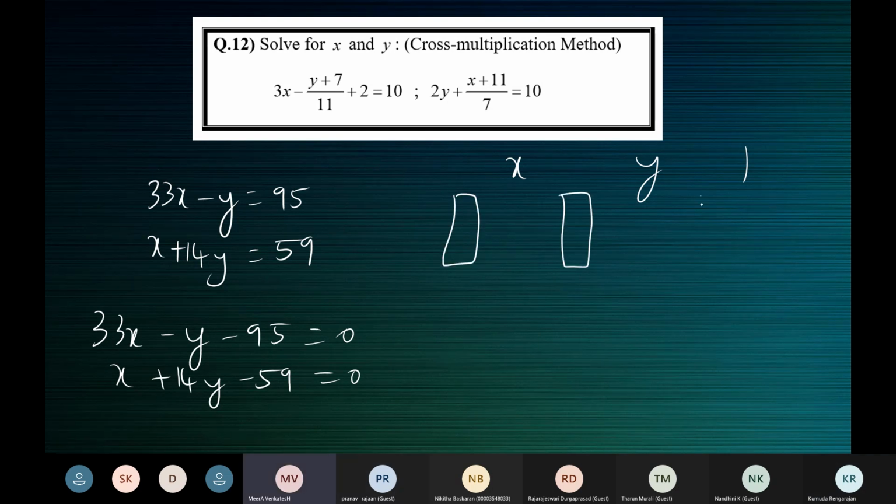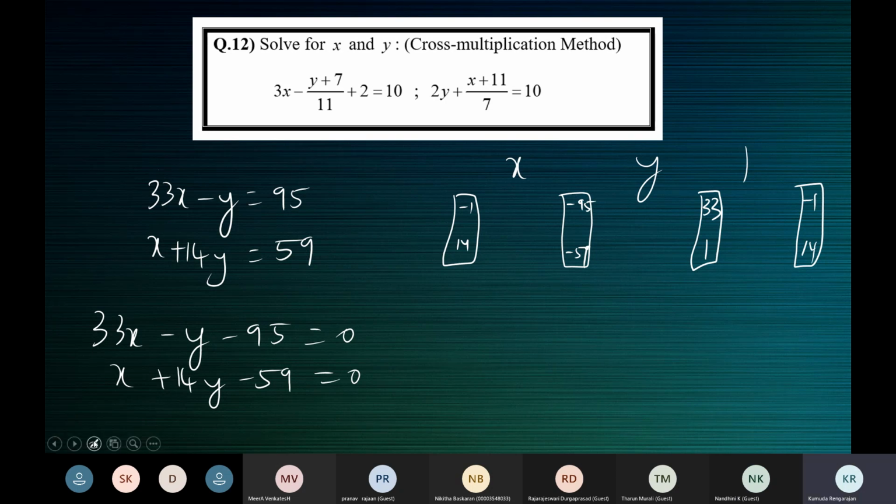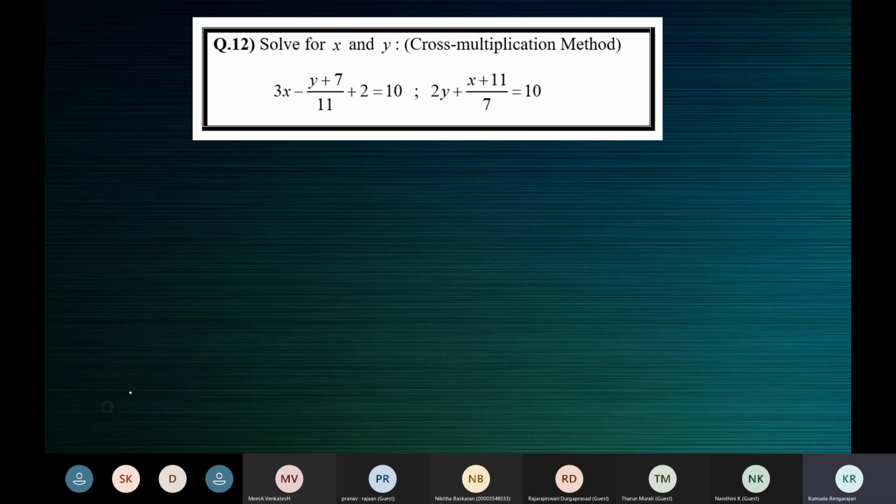Now, tell me, what should I write here? Ma'am, minus 1, 14. Minus 1 and 14. Minus 95, minus 59. 33, 1. Minus 1, 14. Very good. So this gives me a good feeling that all of you have understood.